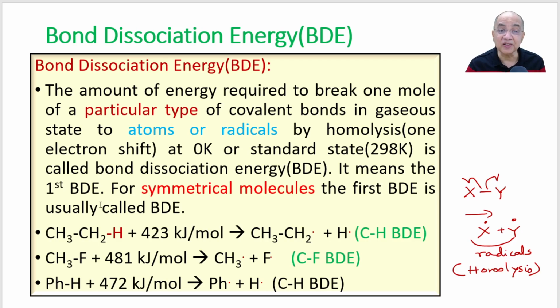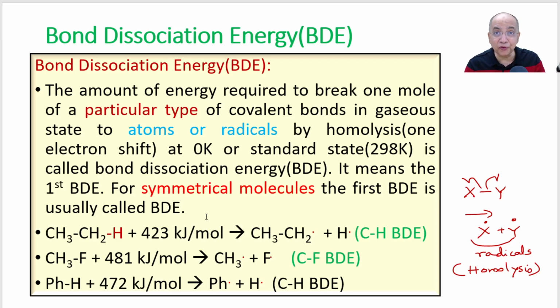It means the first BDE, because if there are successive bonds of identical type and you want to break them successively, then the energies will be different. So the first bond that you are going to break, the energy required to do that in the gaseous state to form atoms or radicals, that is called bond dissociation energy. And for symmetrical molecules, the first BDE is usually called the BDE. For example, in ethane, there are 6 CH bonds of identical type. So the first CH bond breaking is called the first BDE, or in general simply BDE.